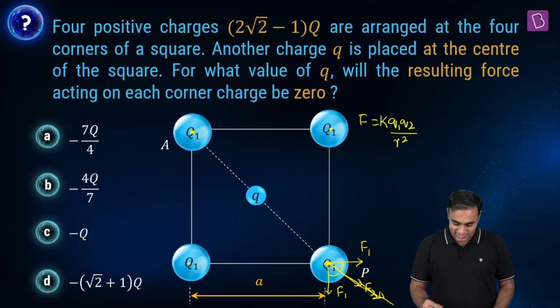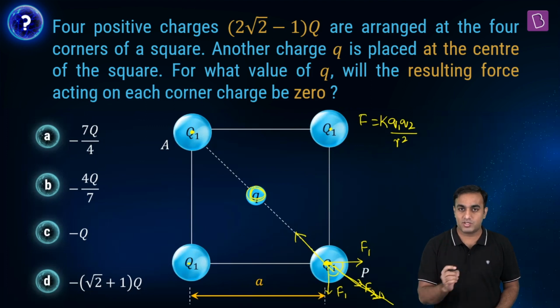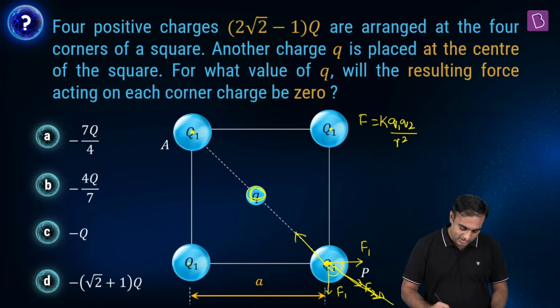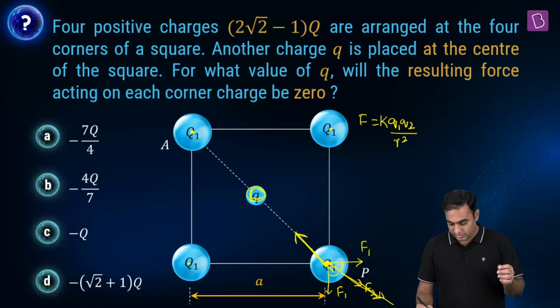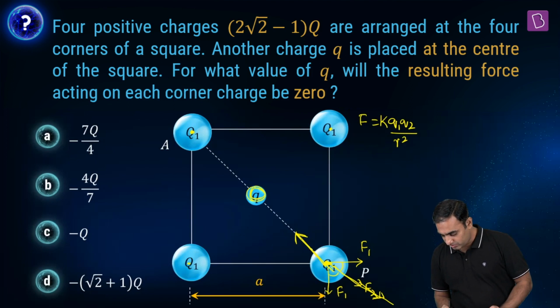But we know that this charge Q1 has to be at equilibrium. And the only way it can happen is when there is a balancing force in the opposite direction, that is, in this direction. And that can happen only when the small q that we choose to place at the center of the square happens to be negative in nature. In that case, there is an attractive Coulomb force in this direction which balances out the force in this direction.